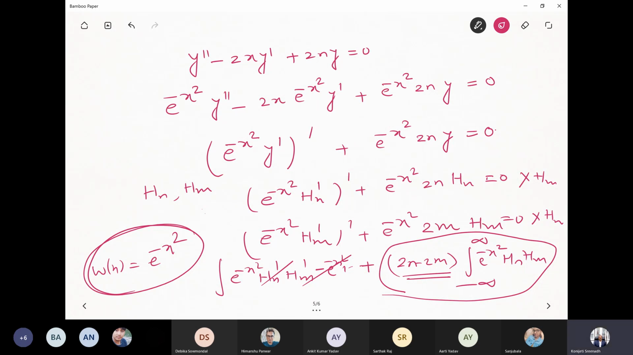You can do this for other problems. You can try problem 9, Lagrange's equation, and also the Chebyshev equation. What are the weights for which these polynomials are orthogonal? Problem 12 is similar, but you have to do it carefully. Try to do it.